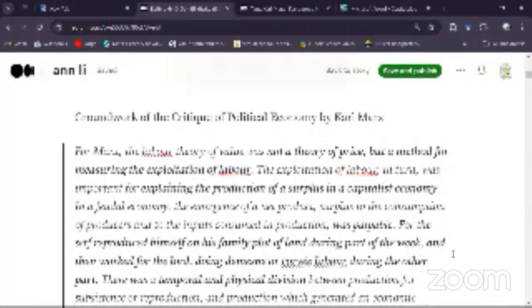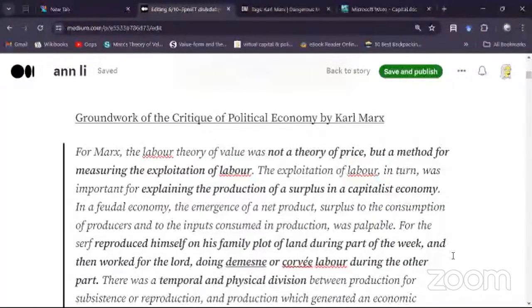So here's a description, an abstract, for talking about the critique, but also talking about in general the basic issues. And it is this difference between the feudal and the capitalist modes of production. For Marx, the labor theory of value was not a theory of price, but a method for measuring the exploitation of labor. I think we can agree on that. It's not problematic at one level.